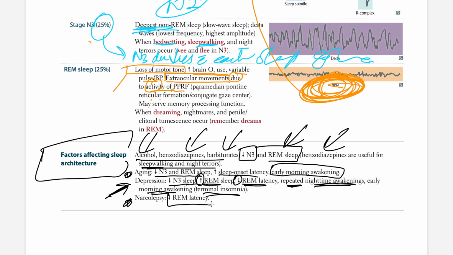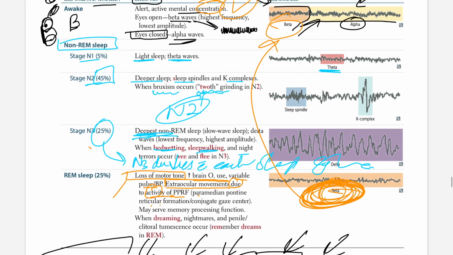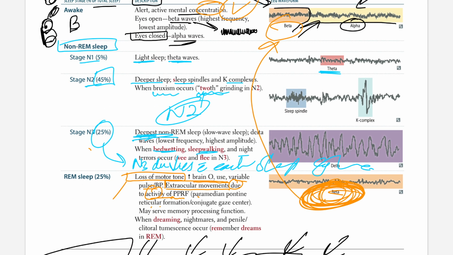Narcolepsy is when you have a decrease in REM latency. And with narcolepsy, the patient will have daytime somnolence or daytime sleepiness. Daytime sleepiness, right? And that is what you have. So let's just look at the top portion and see what we have and review the whole thing.